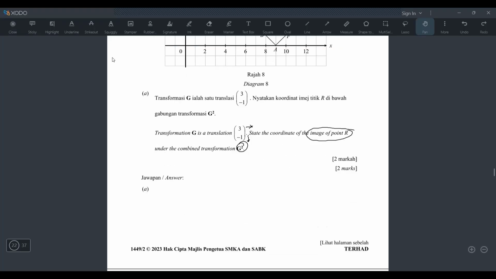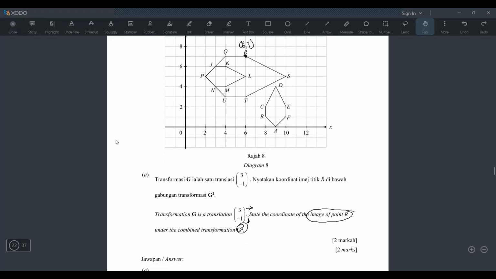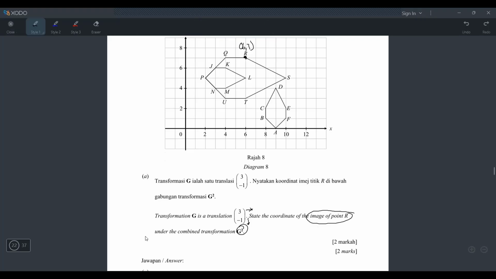So I will write my answer here maybe. So for my A answer, I'll write here. So my R is 6, 7. But then I will put arrow, bracket, arrow, bracket. Why 2 arrows? Because 2 transformations, G square. Okay, G square means GG. But remember, you have to do the back transformation first. But this one doesn't matter, because both are G. But you still need to know that you need to know which transformation is done first.